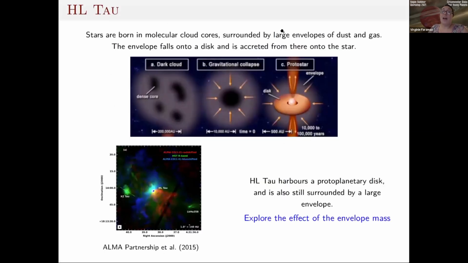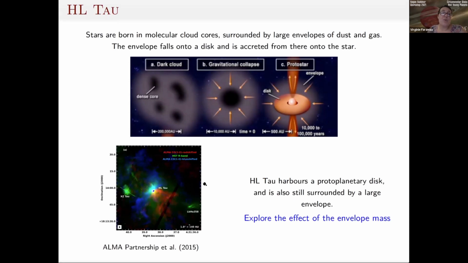So we had a very nice talk this morning explaining to you that stars are born in molecular cloud cores, and they are surrounded by large envelopes of dust and gas, and how the envelope will fall onto a disk and will be accreted onto a star. And this is exactly the case of HL Tau. HL Tau harbors a protoplanetary disk, but it is surrounded by a very large envelope.